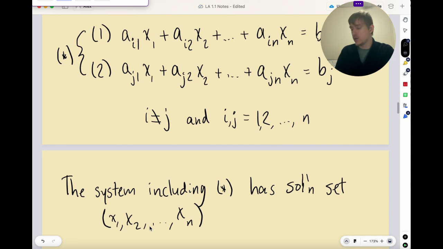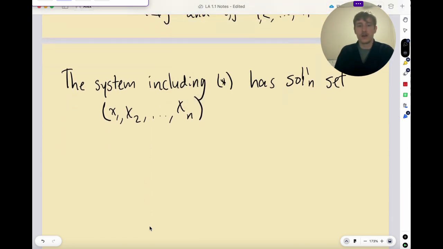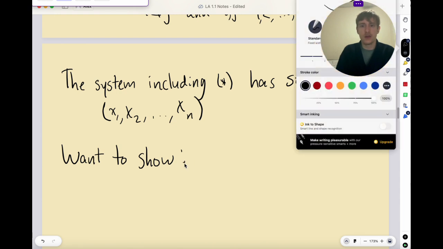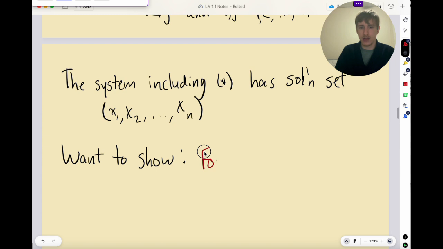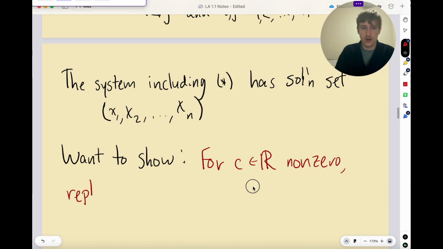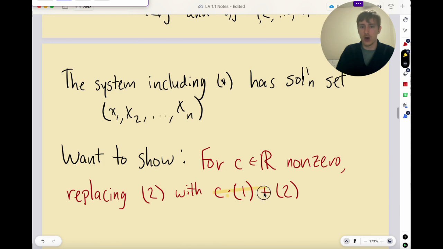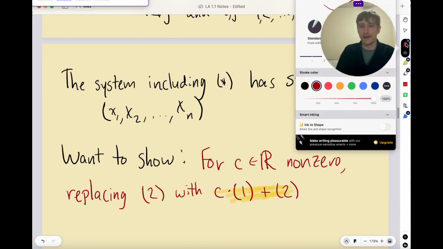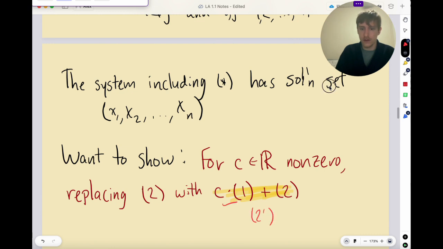What we have to do now is we want to show, for some non-zero scalar we'll call c, which is just a real number, that replacing equation 2 with c times equation 1 plus equation 2, which I'm going to call 2 prime, is not going to change the solution set.